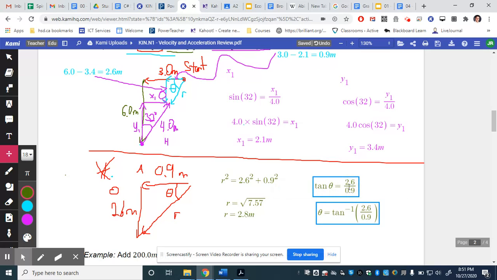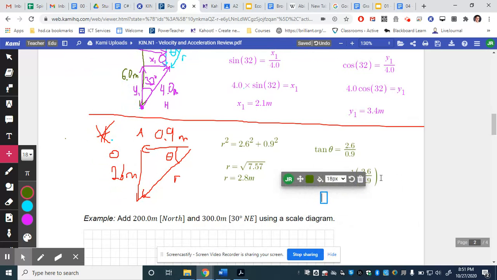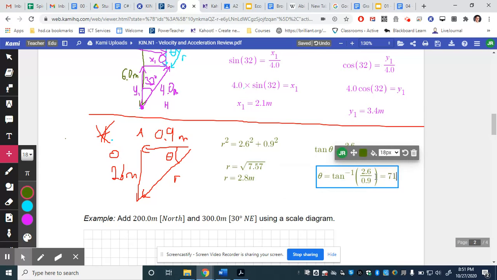You've got tan theta of a fraction. You can go theta equals tan negative 1 of that fraction, right? You move it over by using the negative 1. So go inverse tan of 2.6 over 0.9, and you get 71. Theta equals 71 degrees. Let's do that here. Equals 71 degrees.